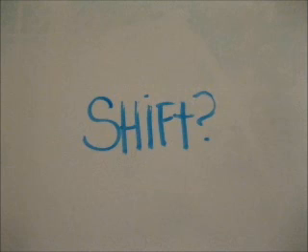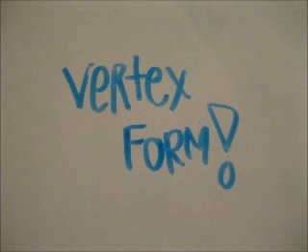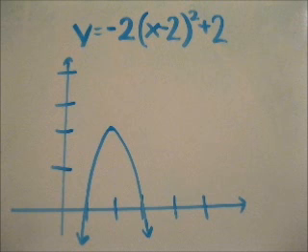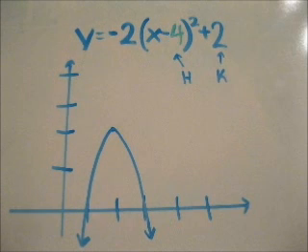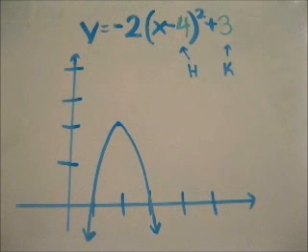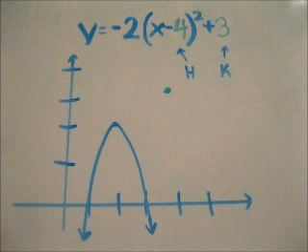Now, how do we shift a parabola? We use the vertex form. Let's look at y equals negative 2 times (x minus 2) squared plus 2. Here you can see which numbers represent h and k. Now, to shift the parabola from left to right, we would change h's value. So let's change that to a 4. To move the parabola up or down, we would change k's value. Let's change that to a 3. And there's our new vertex.